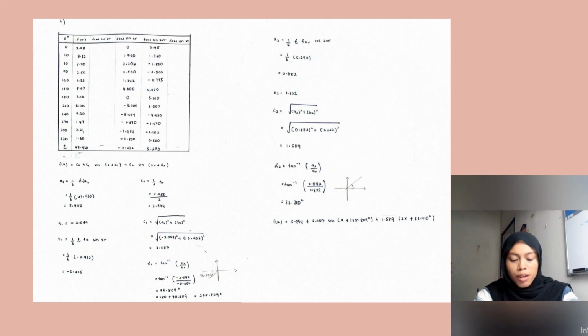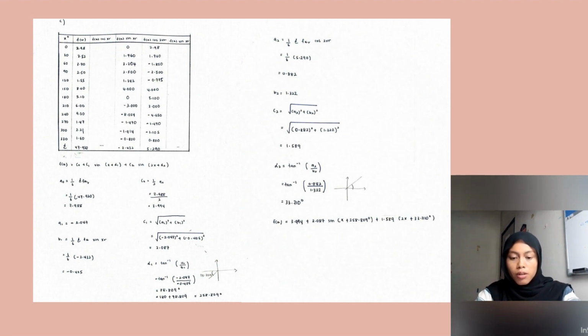After that, we can find the value for alpha 1. The formula is tan inverse of a1 over b1, and we replace the values for a1 and b1, and then we get 78.809 degrees. From the graph, the value of alpha 1 is in the third quadrant. So if it sits in the third quadrant, 180 must be added to the 78.809, so then we get 258.809 degrees.